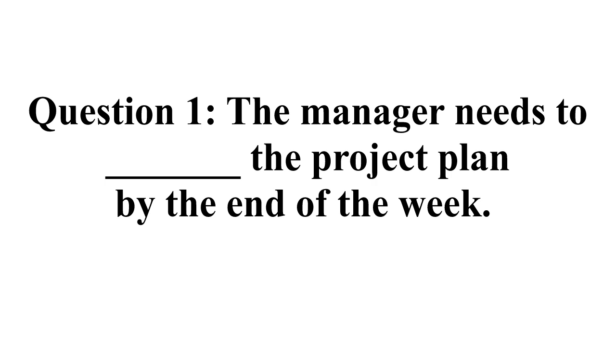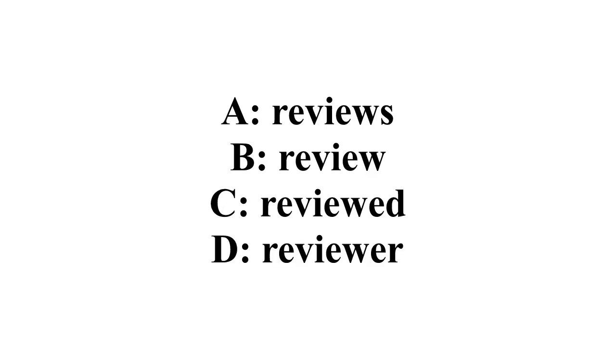The manager needs to blank the project plan by the end of the week. A, reviews; B, review; C, reviewed; and D, reviewer. From the sentence, I know that I need a verb. How do I know I need a verb? Because the manager needs to do something. Infinitive verb. Anytime we have "to," it will be followed by a verb. So we need a verb.